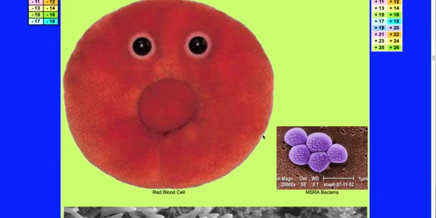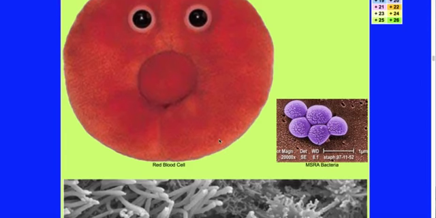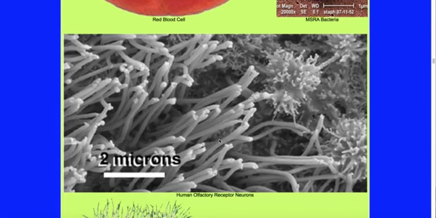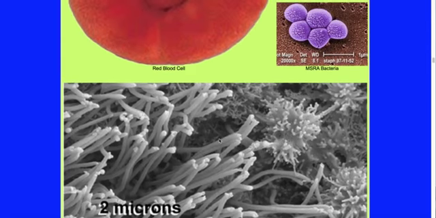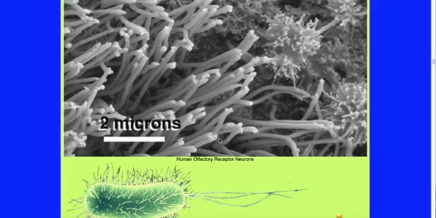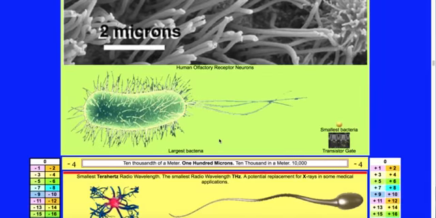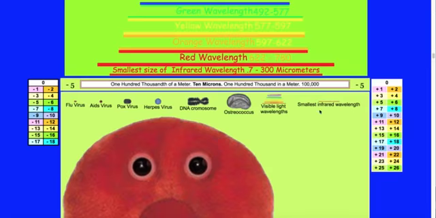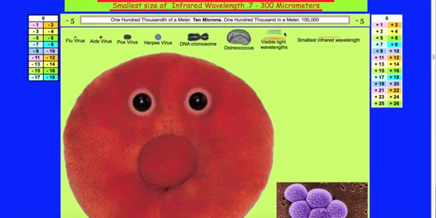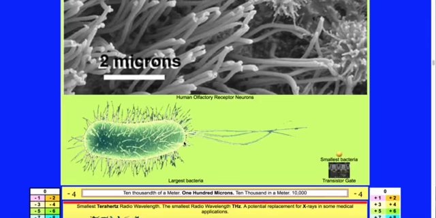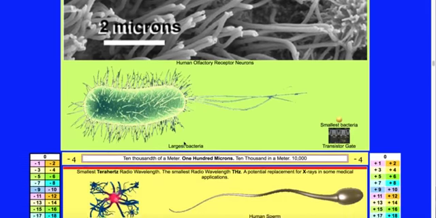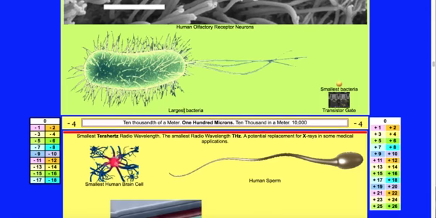And bacteria, little bacteria things. Here are our olfactory receptors. They are kind of around the same size as visible light, which I think is interesting. Your eyes can pick up stuff the same size as your nose can, pretty much. Communicate with your brain. Largest bacteria.